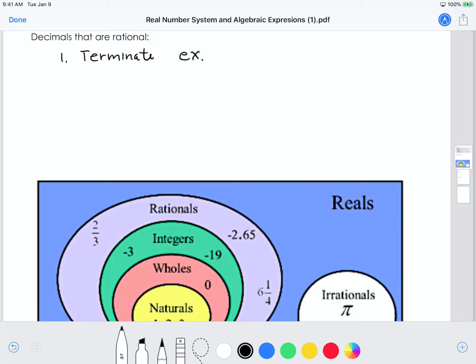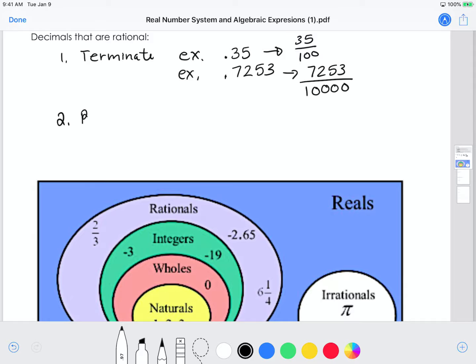For example, 0.35. 0.35 can be written as a fraction. It can be written as 35 over 100. So 0.35 is considered a rational number. So any number that terminates, or any decimal that terminates, can be written as a fraction. Another example is 0.7253. That can be written as 7253 over 10000. Another example of decimals that can be written as fractions are decimals that repeat.